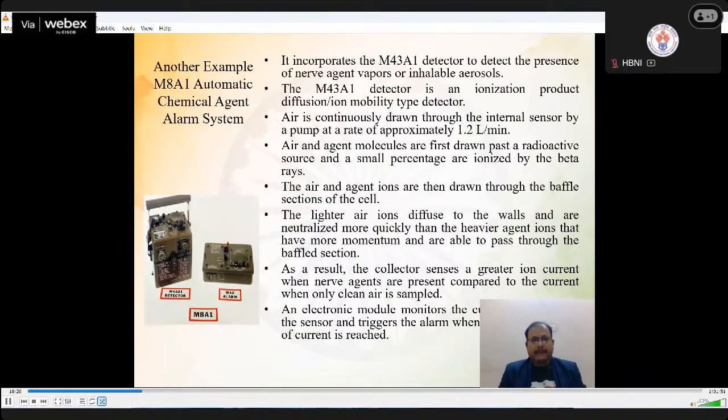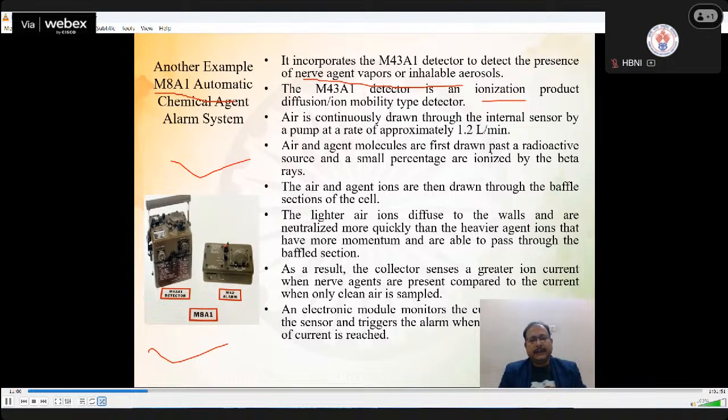Another example is the M8A1 automatic chemical agent alarm system. This is a figure by which we can analyze the impact of a chemical agent. It incorporates the M43A1 detector to detect the presence of nerve vapors or inhalable aerosols. The detection is an ionization product, a diffusion or ion mobility type detector. Air is continuously drawn through the internal sensor by a pump at a rate of approximately 1.2 liters per minute.